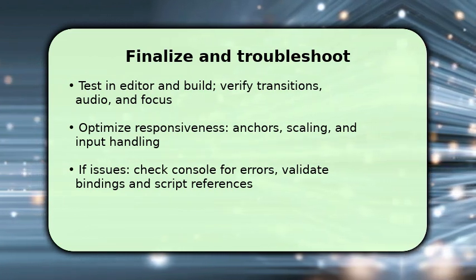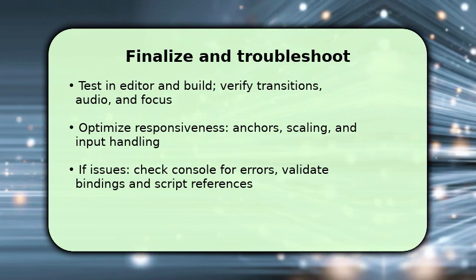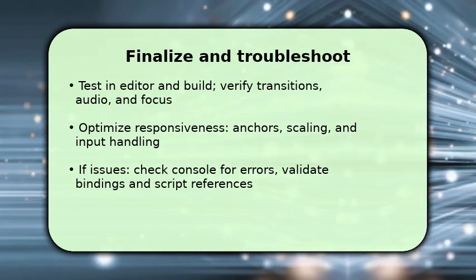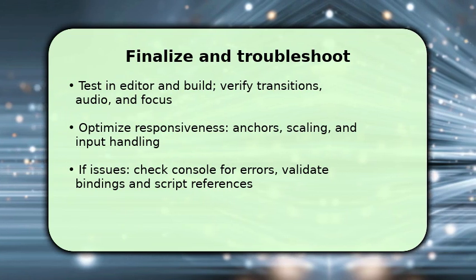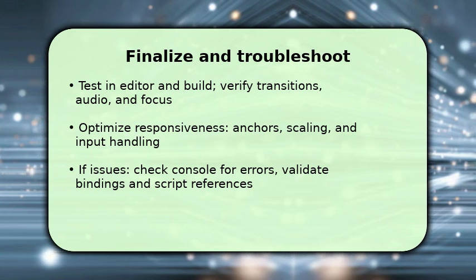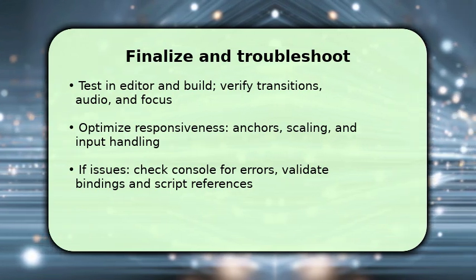If something goes wrong, check the console for null reference or binding errors, then validate button or function links and that the menu controller is attached to the correct game object. Once fixed, iterate briefly on visuals and accessibility, and you're ready to ship the menu.